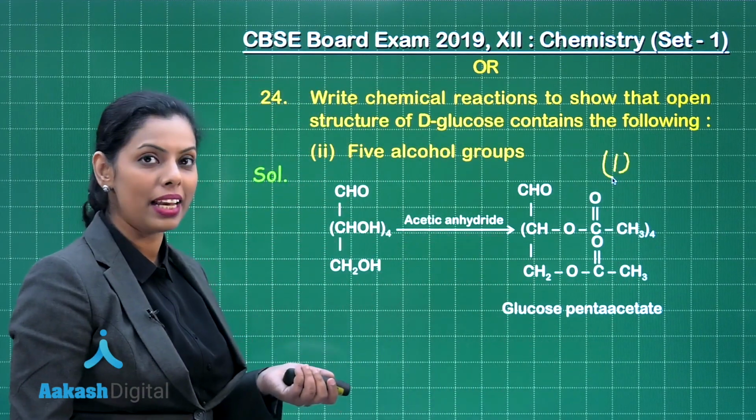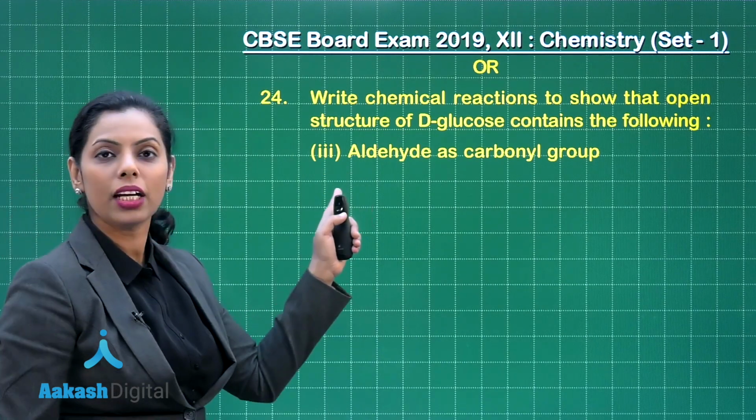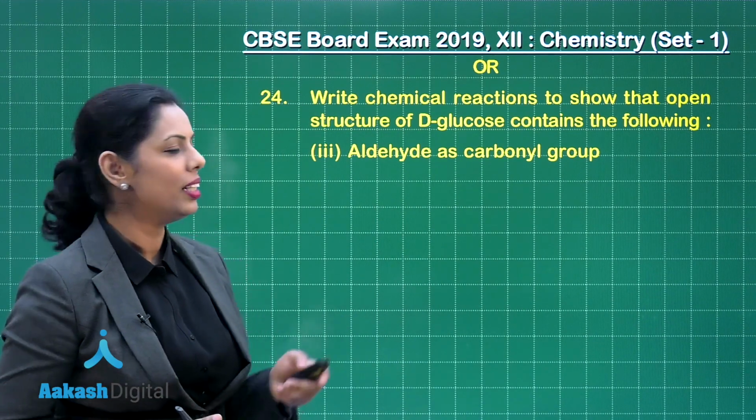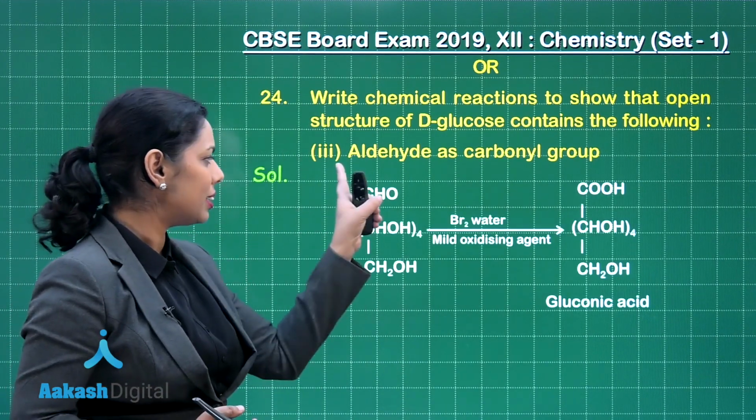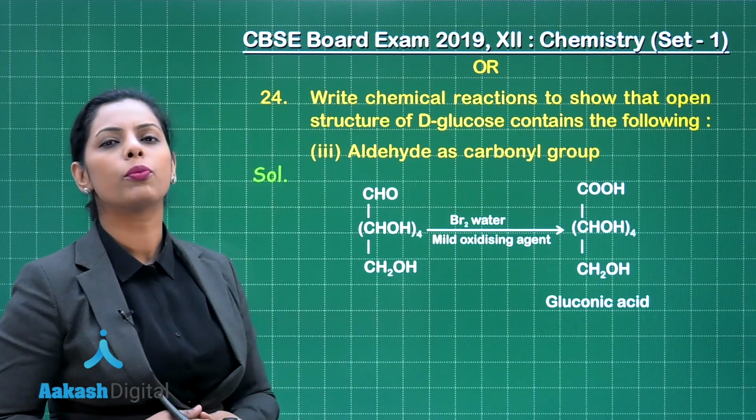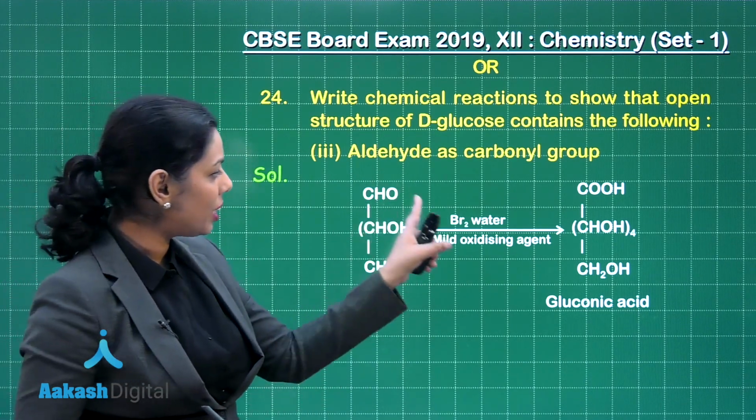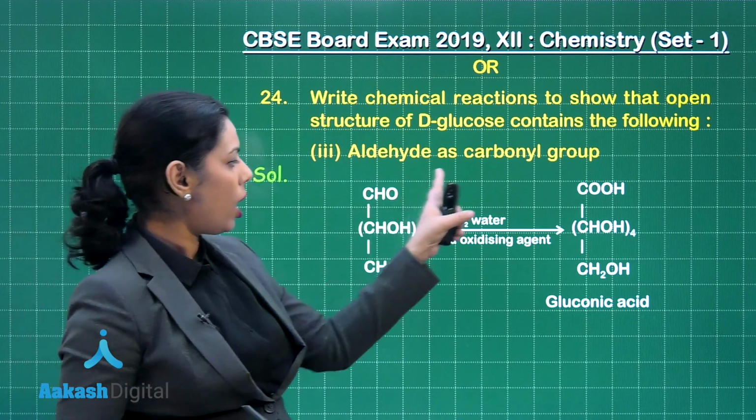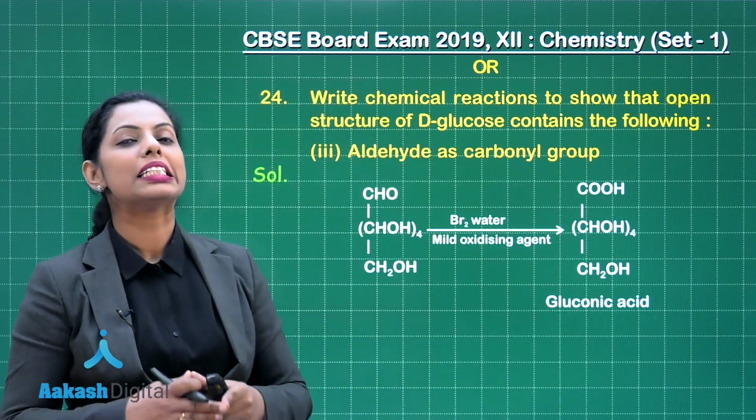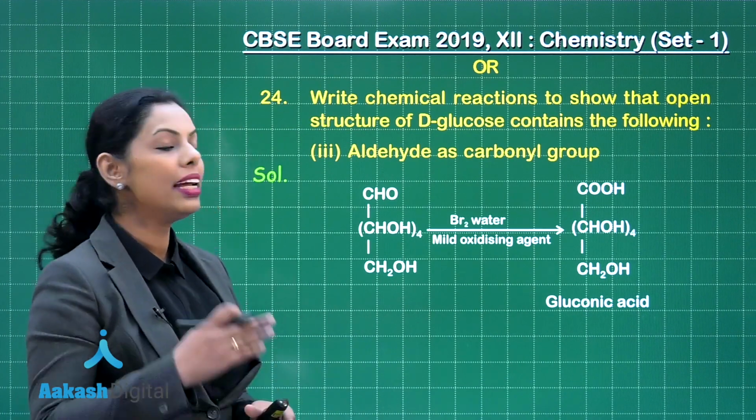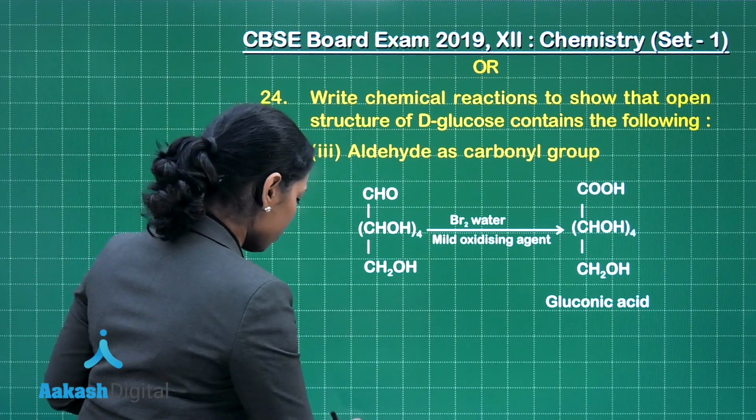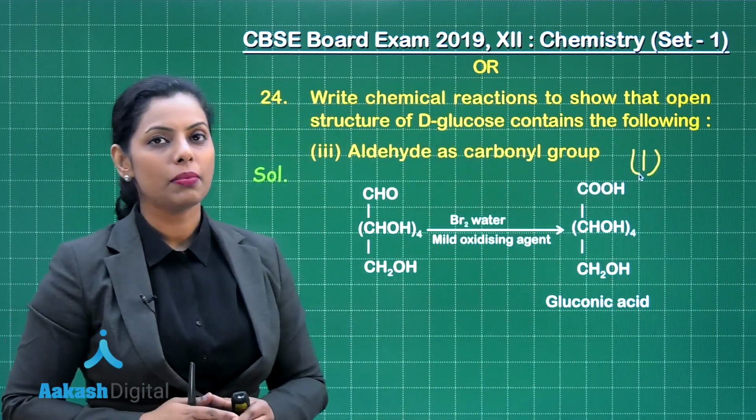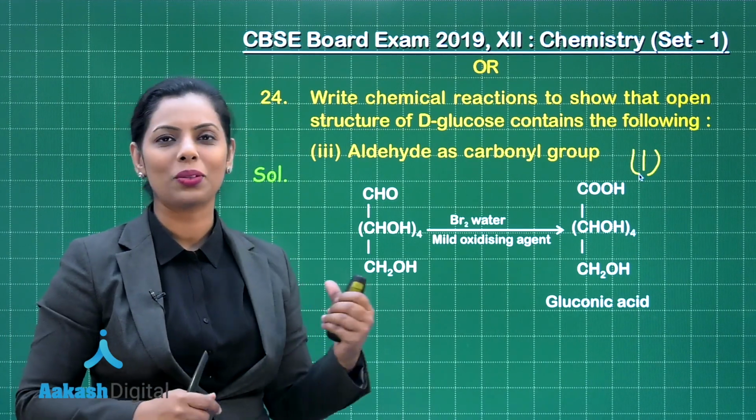After that, the third part is left. You have to show that D-glucose contains an aldehyde as the carbonyl group, not a ketone. What will you represent here? In this case, you can give the reaction in which it reacts with bromine water. We know that bromine water is a mild oxidizing agent. In the presence of bromine water, only this aldehyde group is oxidized, and you obtain gluconic acid. It represents that your D-glucose contains an aldehyde group, that is basically the carbonyl group, and this will give you 1 mark. Now, if you attempt in this manner, you will obtain a total of 3 marks for this question number 24.